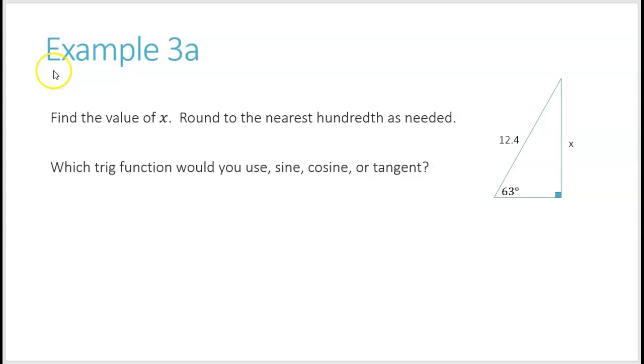Okay, so we did example 3A in my second hour class. We did not get to it in first hour, so I'm going to go ahead and make a video of this one. I think I'm also going to break this up into multiple videos so you guys can pick and choose which component you need to watch.